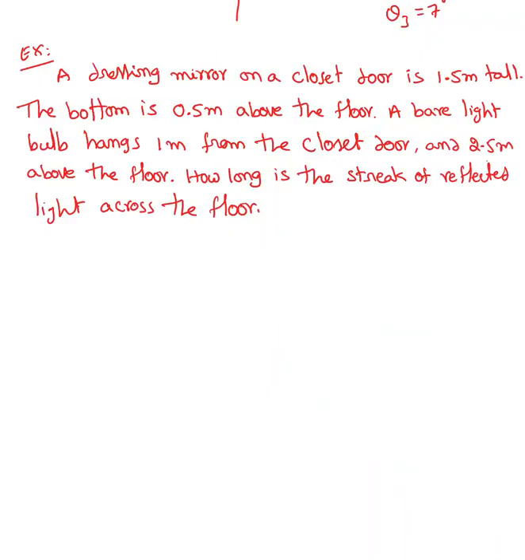Here is another example. A dressing mirror on a closet door is 1.5 meters tall. The bottom is 0.5 meters above the floor. So here is a dressing mirror. This dressing mirror is 1.5 meters tall.